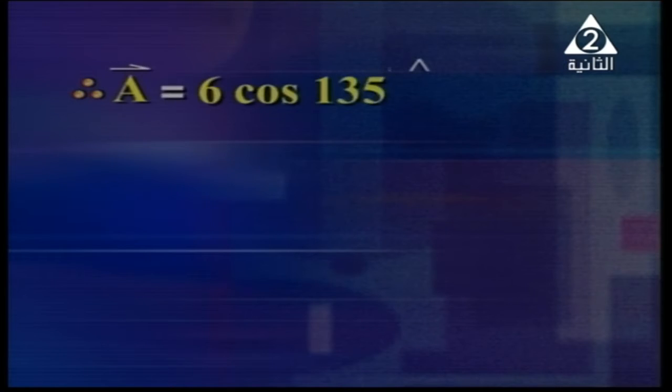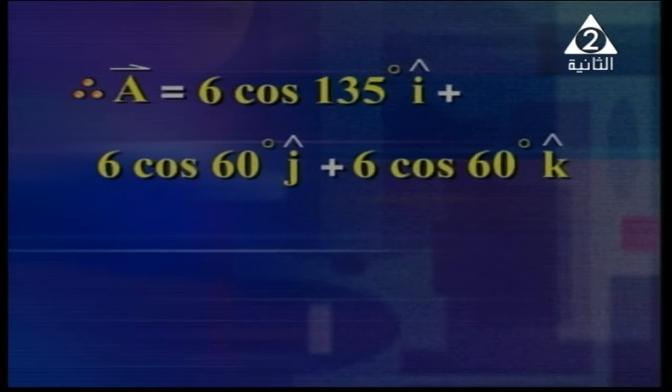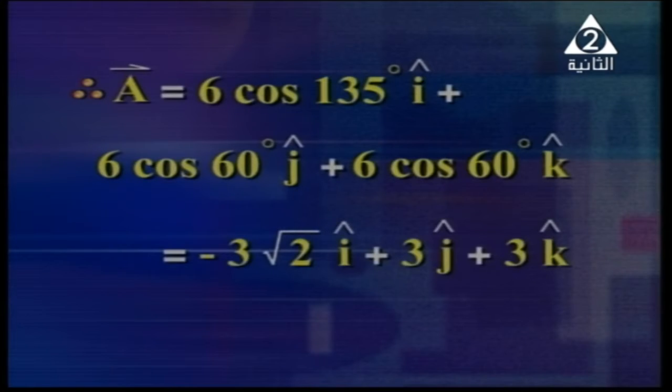After that, we find the vector A: 6 cosine 135 i plus 6 cosine 60 j plus 6 cosine 60 k equals what? Negative 3√2 i plus 3j plus 3k.